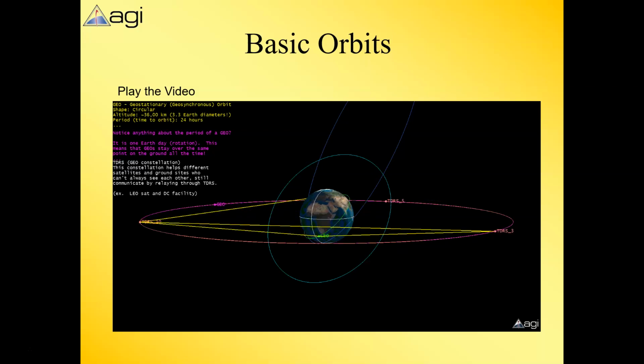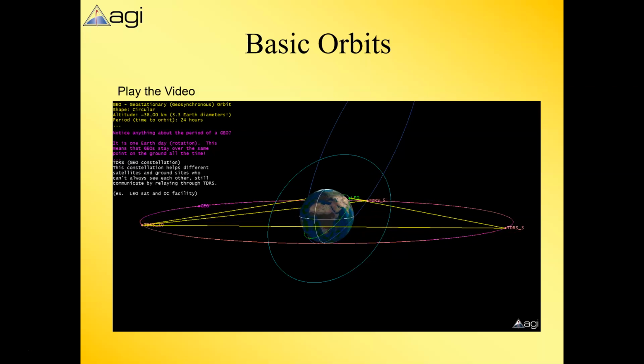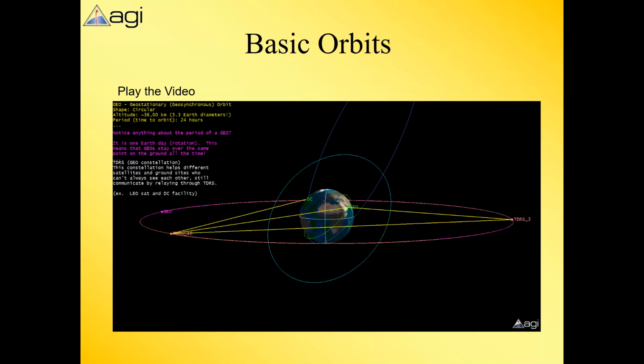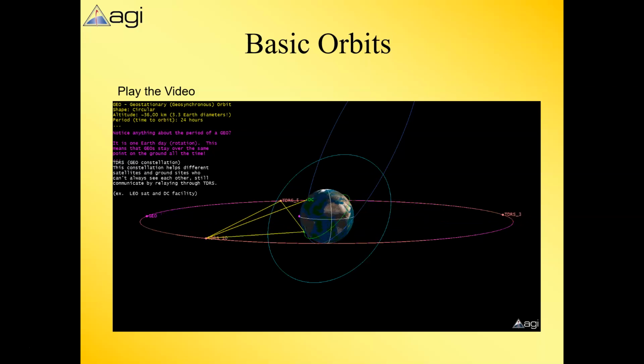And here you see how it can communicate with low Earth orbiting satellites in a constellation. So regardless of where that low Earth orbit satellite is, it can find a geosynchronous satellite to communicate with.